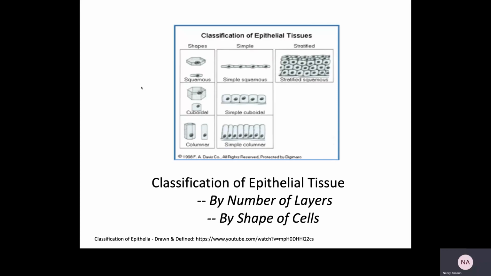How do we classify epithelial tissue? Remember this: by the number of layers and by the shape of cells. The number of layers of cells and by the shape of the cells. Do not tell me layers and shape, because that doesn't tell me enough information. It is by the number of layers of cells and by the shape of the cells. And we're going to jump into each and every one of these in the next section.